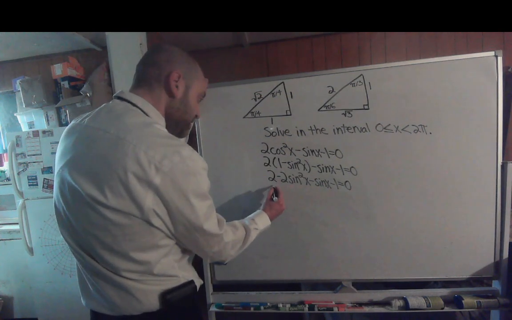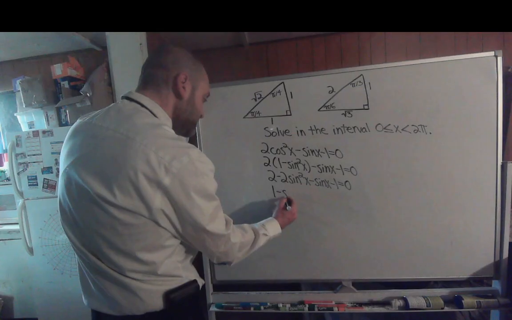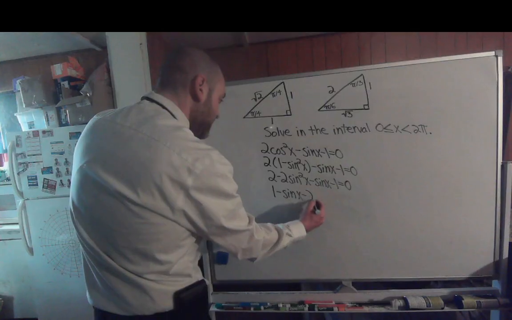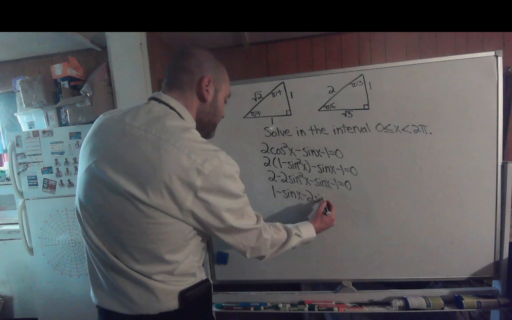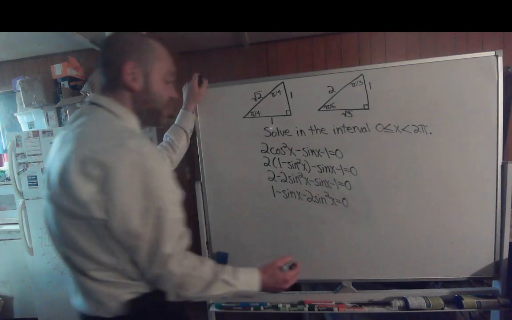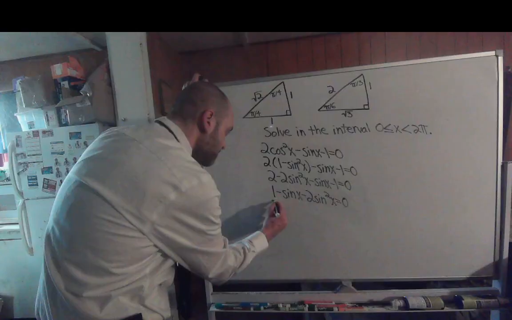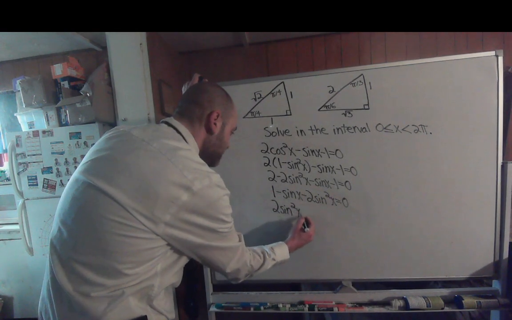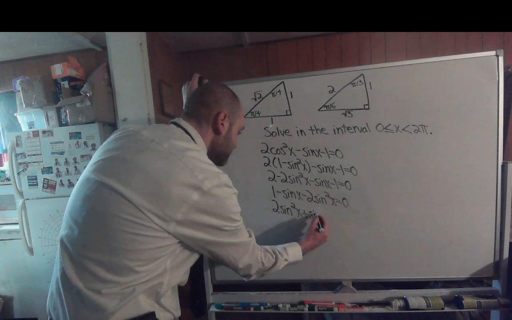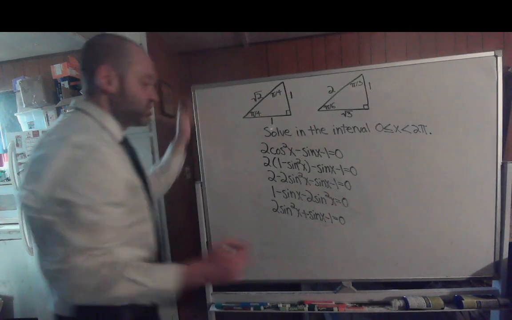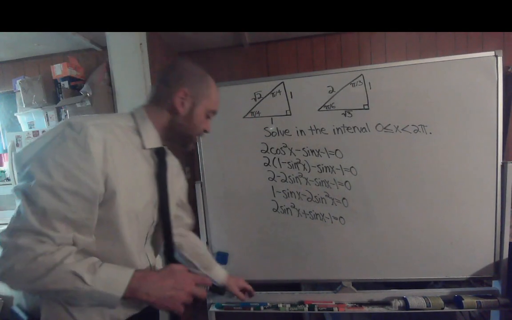So this would turn into 1 minus the sine of x minus 2 sine squared of x equals 0. Well, we can factor out a negative 1, so this would turn into positive 2 sine squared of x plus sine of x minus 1 equals 0. Now we can just treat this like a quadratic equation.